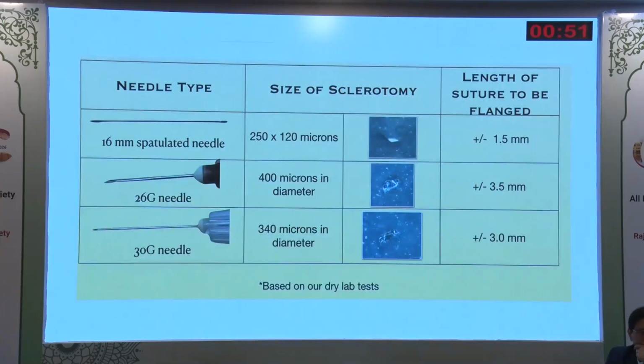Just a comparison with the needle that we designed. It's a spatulated needle which makes an incision of roughly about 250 to 120 microns, so it is like a thin slit, compared to a diameter of 400 or 340 microns. When you have a diameter of 340 to 400 microns, you need a flange larger than 400 microns. So you have to flange 3 to 5 millimeters of suture, which is going to cause an elevation on the conjunctiva and Tenon's. Whereas with this needle, you need a flange larger than 150 microns. So just 1 millimeter of suture is required to be flanged.